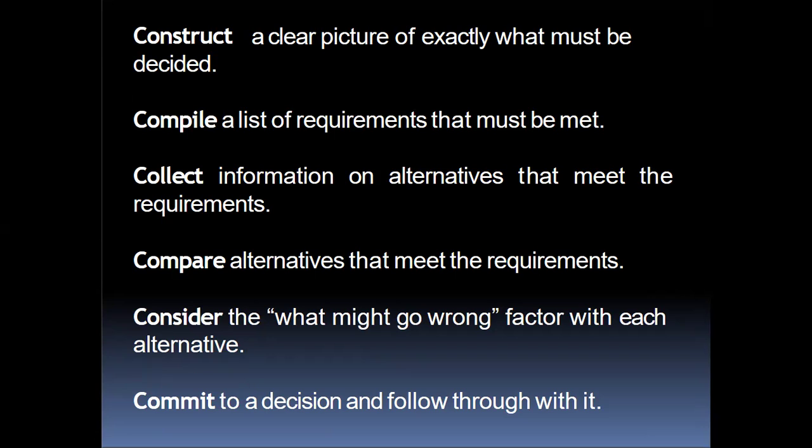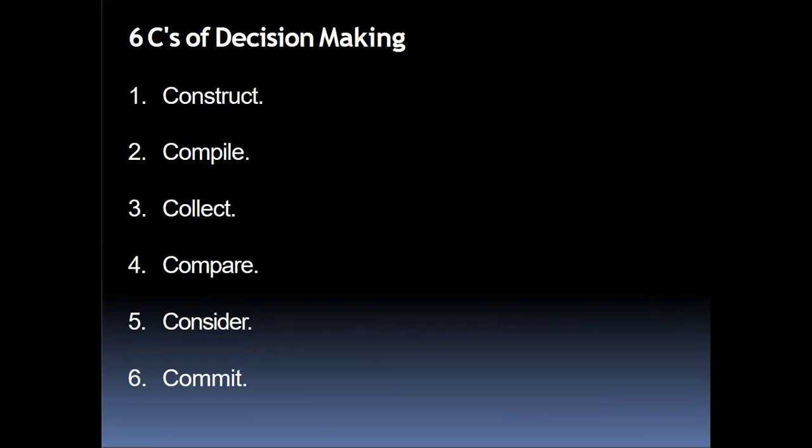Then compare the relative importance of each alternative which suits the company's requirement. Then consider if anything goes wrong, we have to consider those particular critical factors. Then finally commit to your decision and keep a continuous follow through with it. So these are the various modules in decision making.